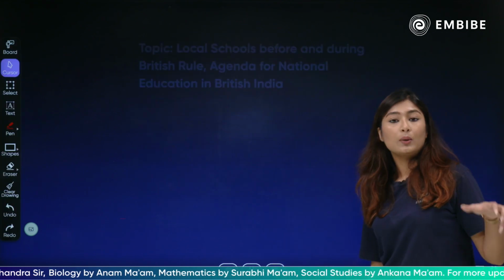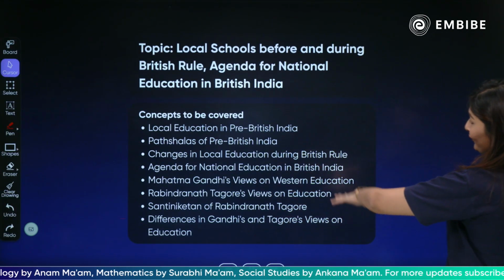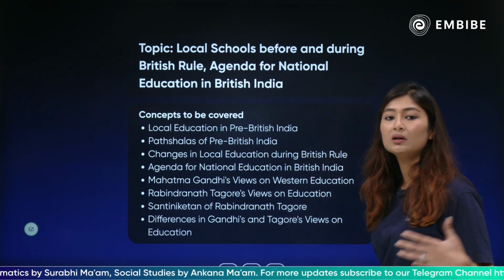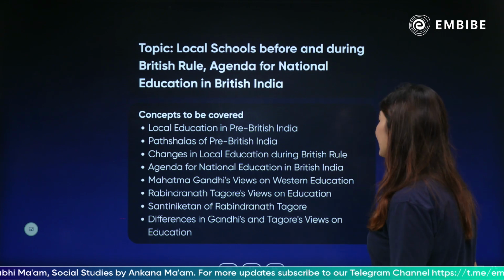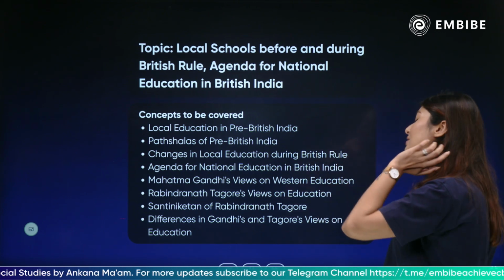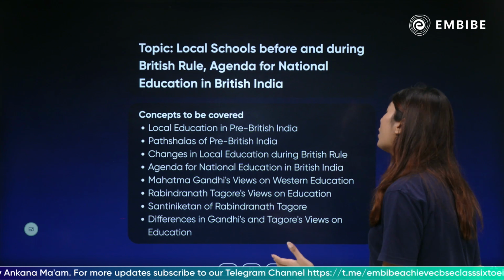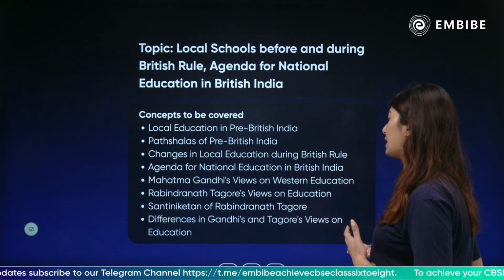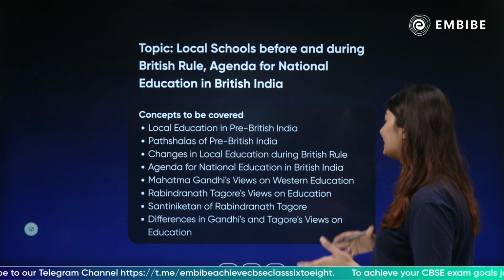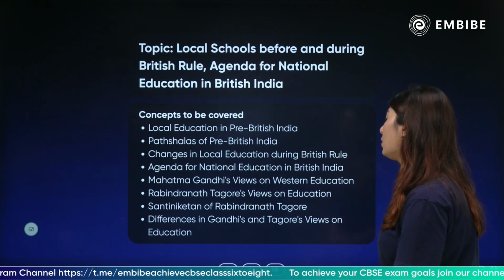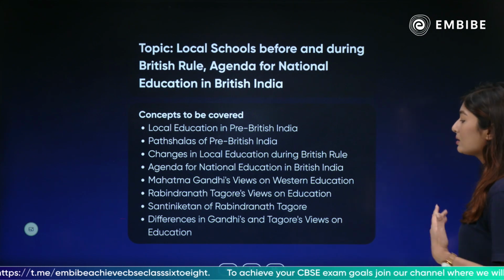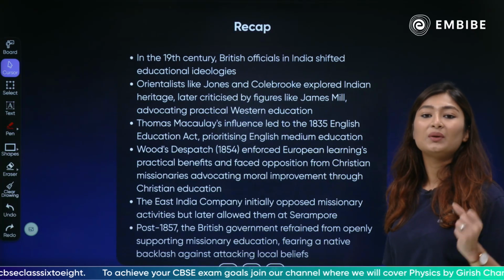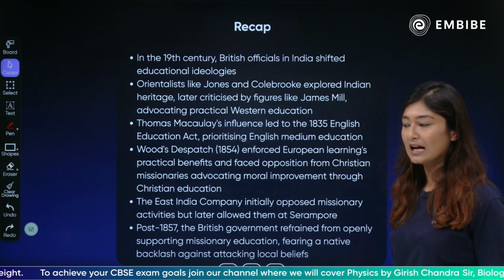The concepts that we are going to cover are what the local education was, what the pathshalas were, how the pathshalas, the schools, looked before the Britishers came and what changes were brought in, what the agenda of this national education was, Mahatma Gandhi's view on Western education, Rabindranath Tagore's view, Shantiniketan of Rabindranath Tagore, and the differences in Gandhi's and Tagore's views on education. All of this we are going to cover today. We'll start with a quick recap of what we have done in the last session.